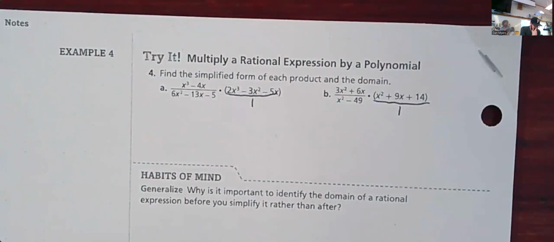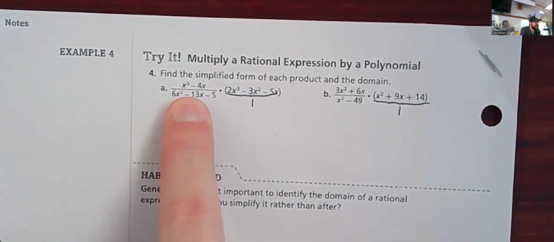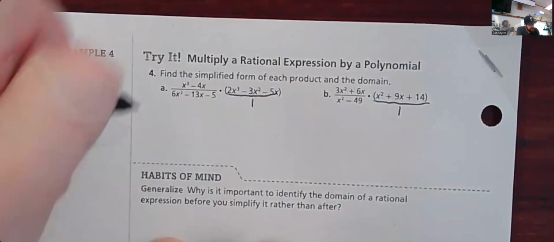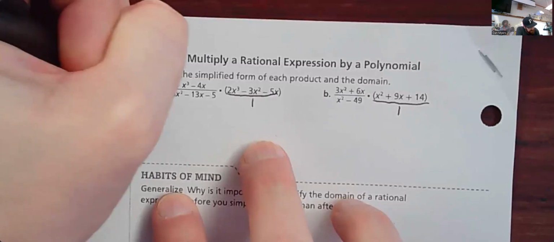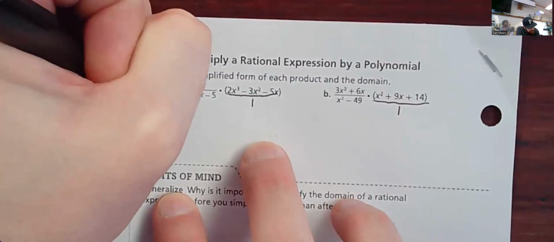So let's take a look. X cubed minus 4x. I think we could factor out an x from that. So that'll be x, and then we'll have x minus 4. X squared minus 4, sorry.